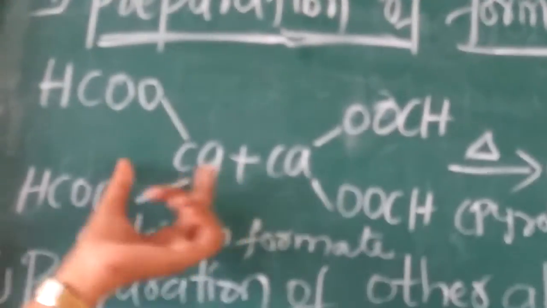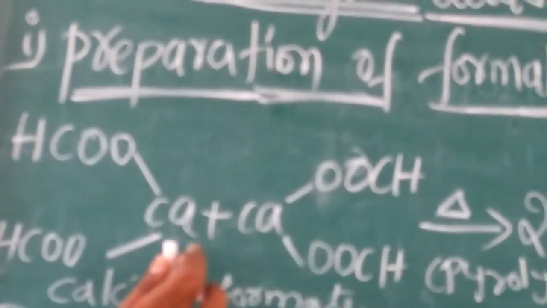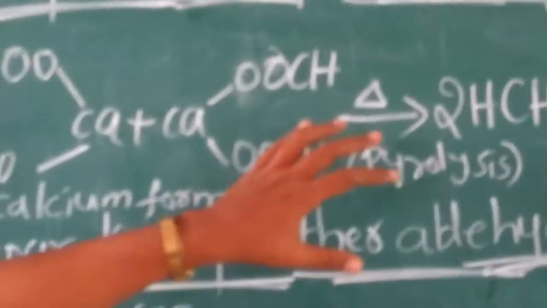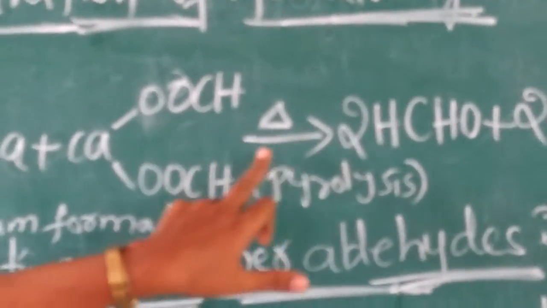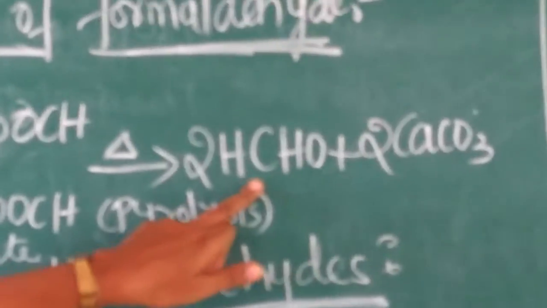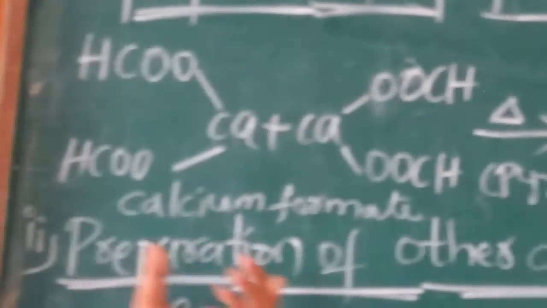We have to take calcium formate. This is calcium formate. I am taking 2 moles of calcium formate, which undergoes pyrolysis. Pyrolysis means heating at high temperature. We get formaldehyde and 2 molecules of calcium carbonate. And next, the preparation of other aldehydes.